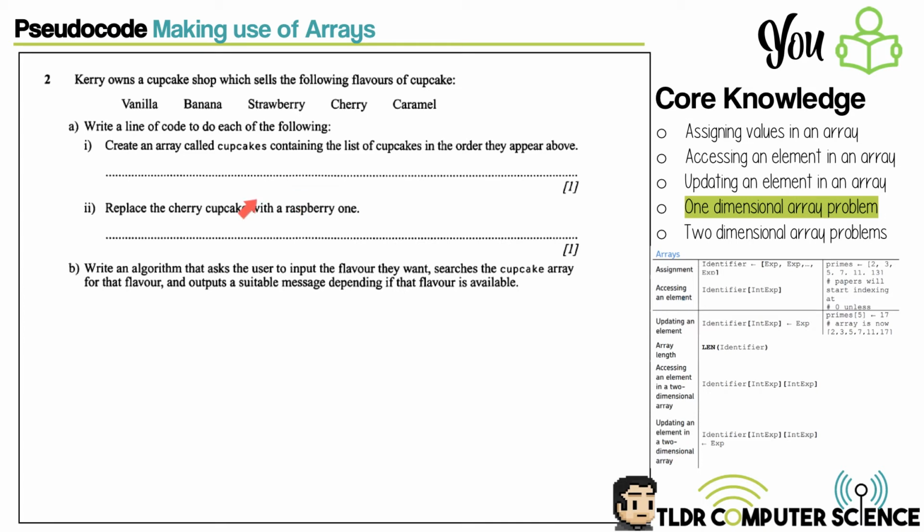You know how to update, and then write an algorithm that asks the user to input the flavor they want. So you know how to ask a question and input. Searches the cupcake array for that flavor. We've just done something very similar to that, so you can do a loop, and then outputs a simple message depending if that flavor is available. Because of course, it might be that you're searching for something that's not in the list. Give it a try.